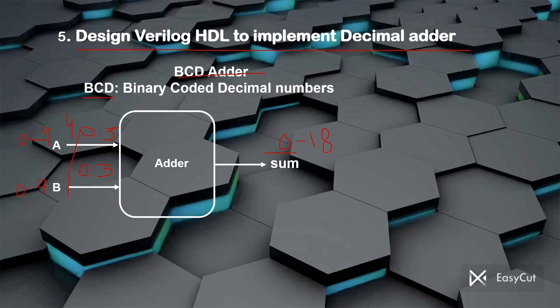Here I am not considering the previous output. If we consider the previous output, the sum will be 0 to 19. How 0 to 19? 9 plus 9 plus 1, where the 1 is the carry from the previous output. So it will be 19.